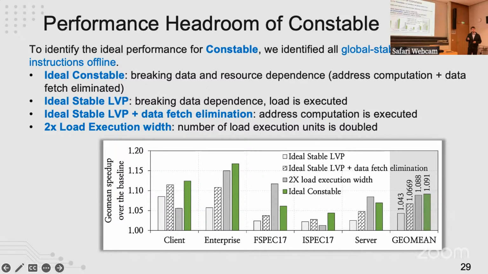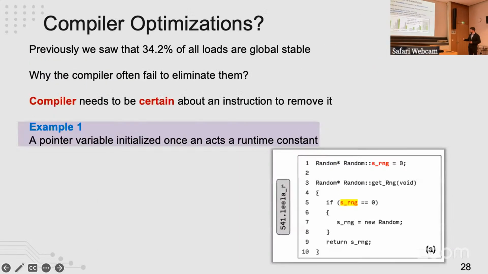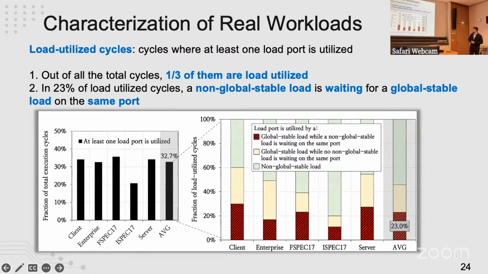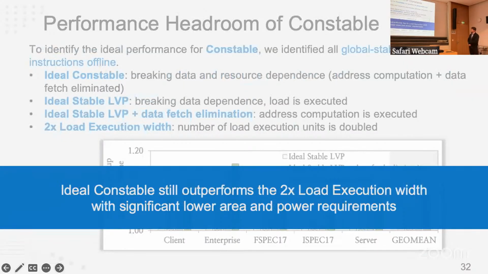Because in slide 24, we said 23% of the load utilized cycles, a non-global stable load is waiting, right? So if we eliminate them, we ideally get 23% more performance improvement. But in slide 29, it's able to surpass the 2x load execution width.